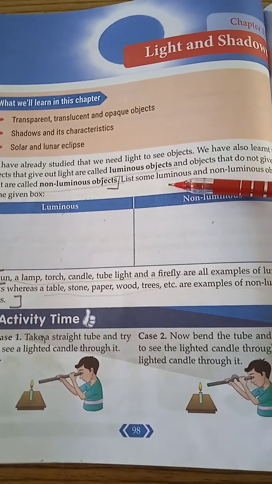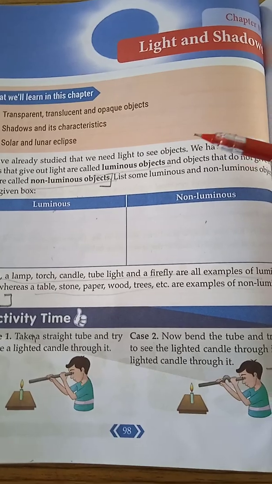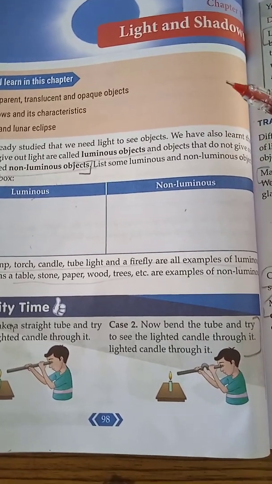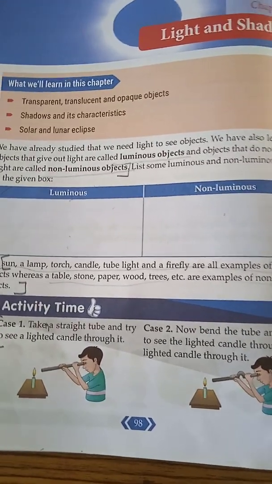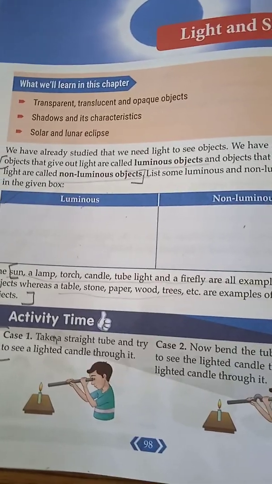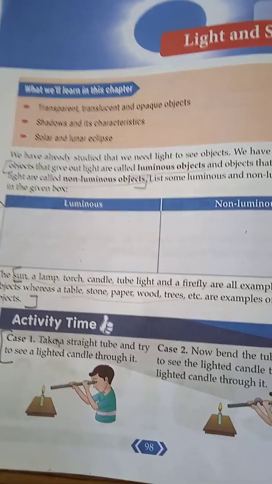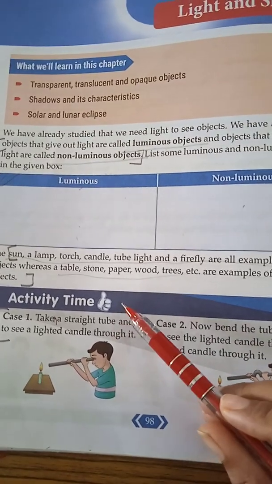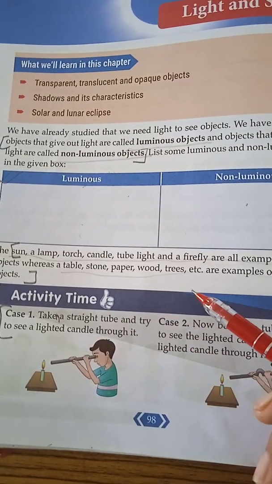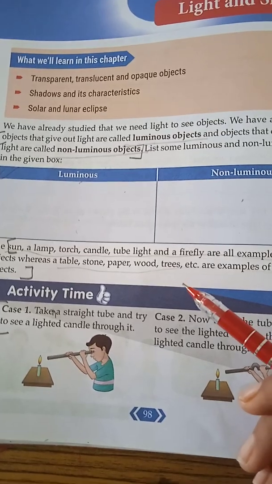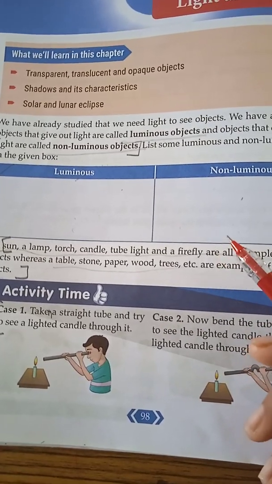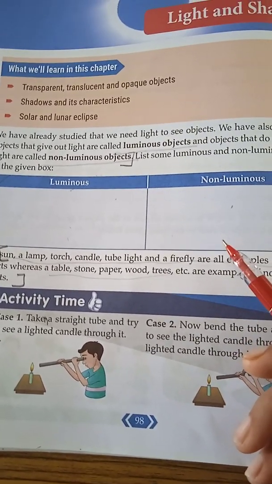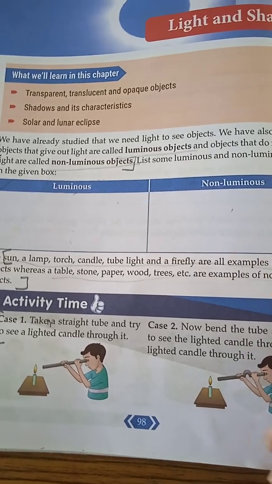The objects that give out light are called luminous objects. The objects from which we are getting the light, for example sun, lamp, torch, candle, tube light. These are the sources of light. From them we are getting the light, so they will be termed as luminous objects.